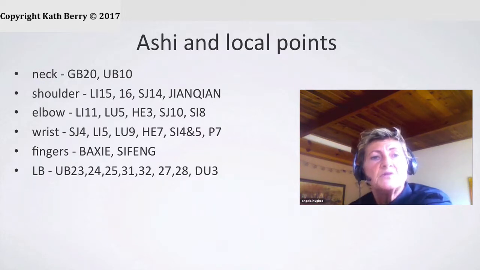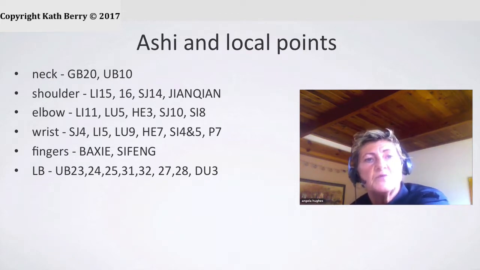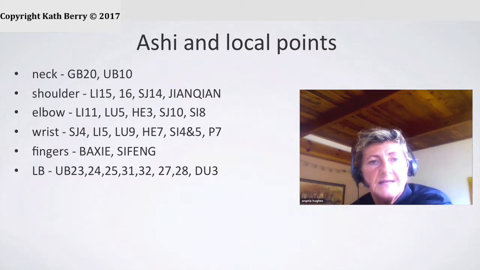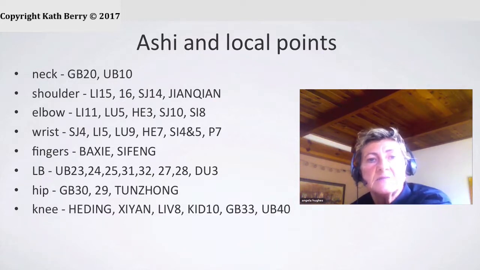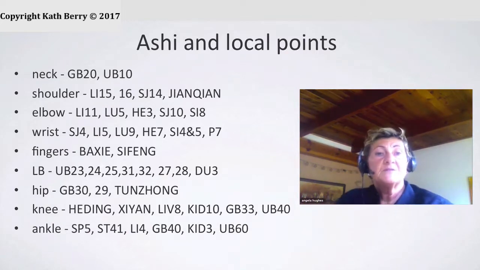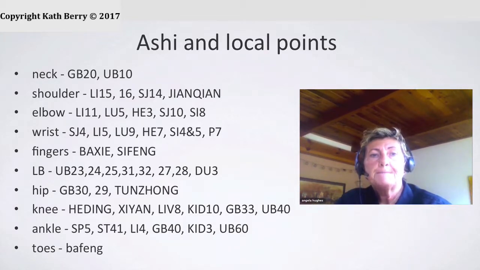For the lower back, UB 22, 23, 24, 25, UB 31 and 32 for more sacral pain, 27 and 28, and Du 3 or Du 4. For the hip, gallbladder 30, gallbladder 29, and the extra point Tunzhong. For the knee, Heding Xian, liver 8, kidney 10, gallbladder 33, and UB 40. For the ankle, spleen 5, stomach 41, LI 11, gallbladder 40, kidney 3, and UB 60. For the toes, Bafeng.